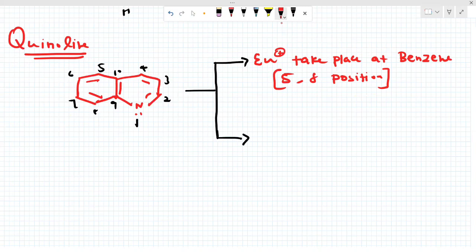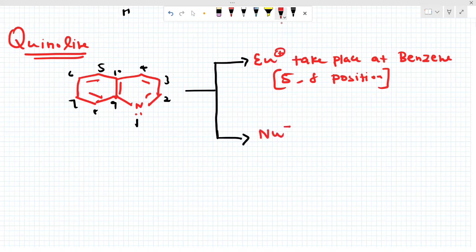Okay, we know, right? Electrophilic substitution always goes for what? It goes for the more electron rich group, right? Therefore, in these two rings, benzene is more electron rich, therefore the electrophilic substitution reaction in quinoline takes place at benzene. Which position? 5th position. Suppose the 5th position is occupied, go with the 8th position. Okay, simple.